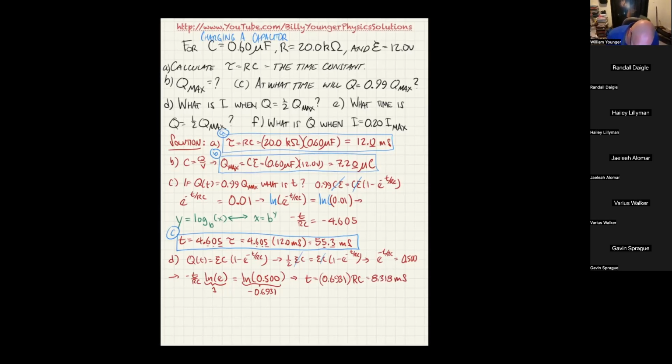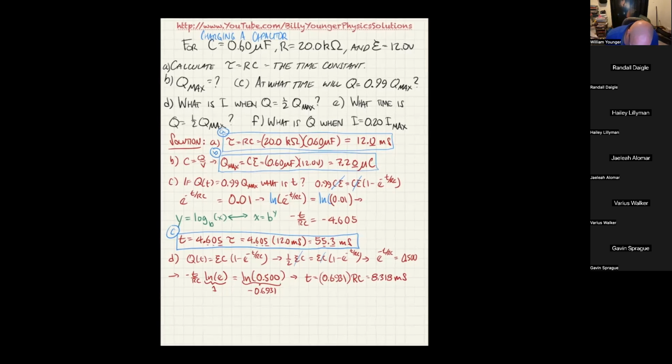So at t equals this, Q is equal to 1/2 E times C. So I want to box all this off. Actually, I don't want to box it. I'm just going to underline it so it can be something that comes in handy. Later, you'll see it comes in really handy.